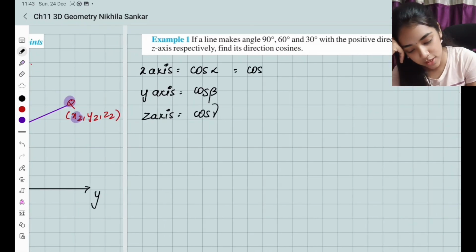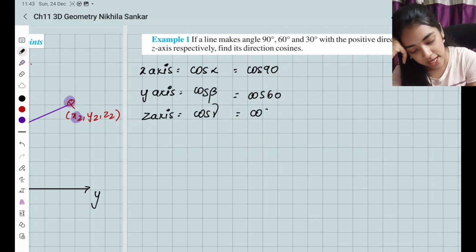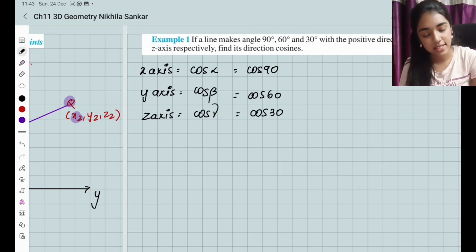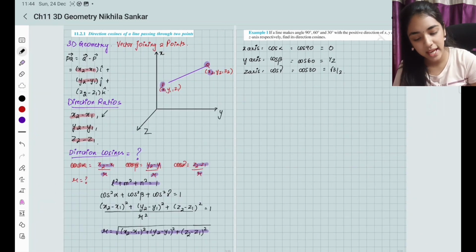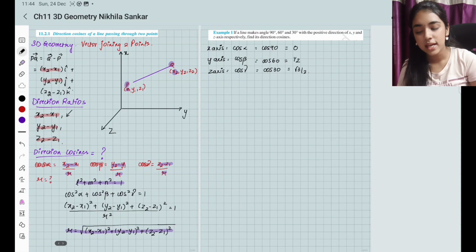So இப்போ 90, 60, 30 with x, y and z. So அதை substitute பண்ணலாமா? So cos 90 with the x axis, cos 60 with the y axis and cos 30 with the z axis. So இதுக்கு solve பண்ண வேண்டியதான். Cos 90 is going to be 0. Cos 60 is going to be 1 by 2. Then cos 30 is going to be root 3 divided by 2. So these are the angles, direction cosines. Okay, இது பேர் என்ன? Direction cosine. Okay, please copy.